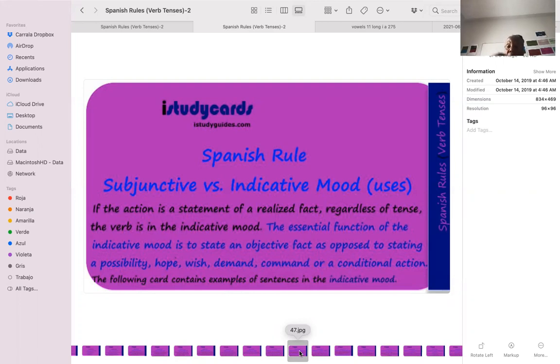So here we go. A mood, the indicative, is a statement of a realized fact. A mood does not mean a tense. The essential function of the indicative mood is to state an objective fact.